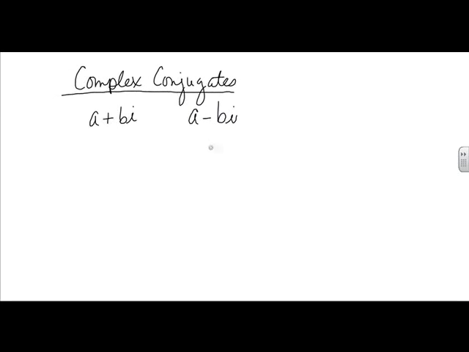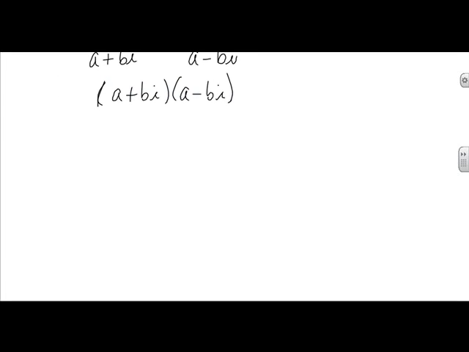if we multiply a plus bi and a minus bi together, just like multiplying any other pair of complex numbers, you use the FOIL method or double distribute. A times a is a squared. Outer two terms would be minus a times b times i. Inner two terms would be plus a times b times i. And the last two terms will be minus b squared i squared.